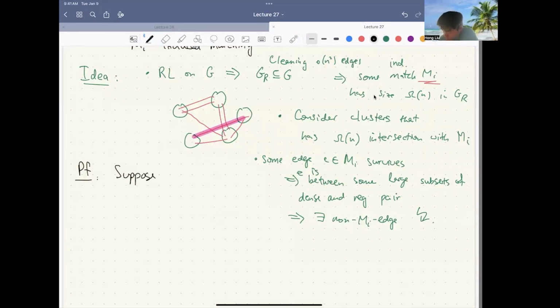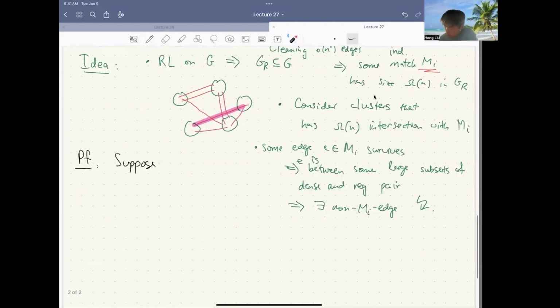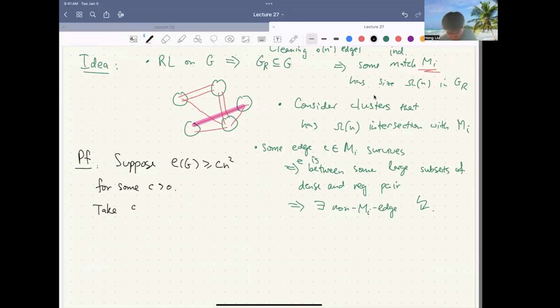Suppose we have such a graph G, n vertices, whose edge set is the union of n induced matchings. Suppose the number of edges of G is quadratic, let's say C n squared for some C bigger than 0. Now we're going to take epsilon to be slightly less than C, let's say C over 10, and apply the regularity lemma on G.